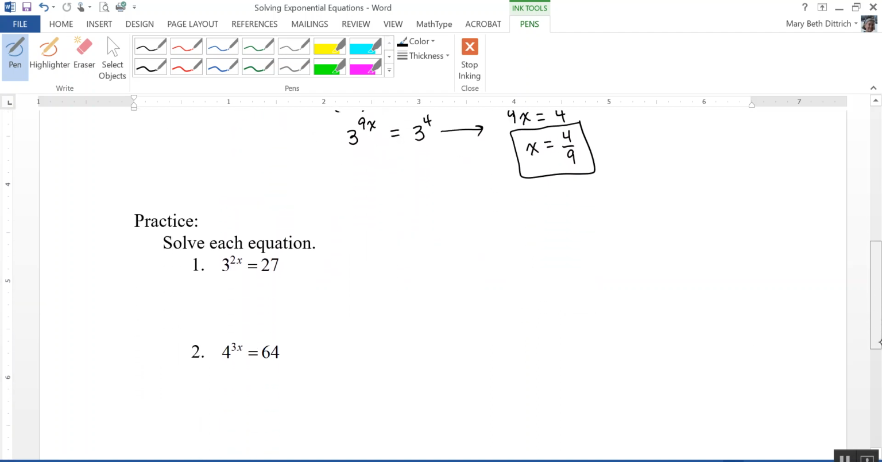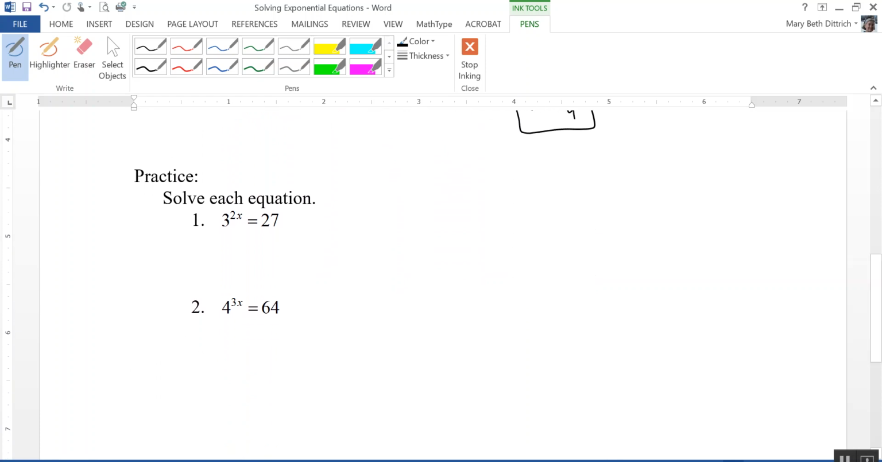So here are a couple problems for you to try. So stop the video, copy these into your math journal, and try them on your own.